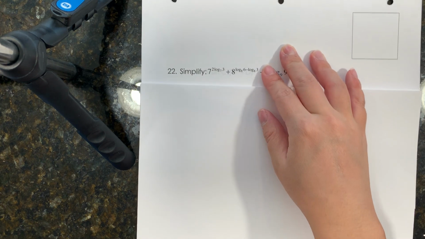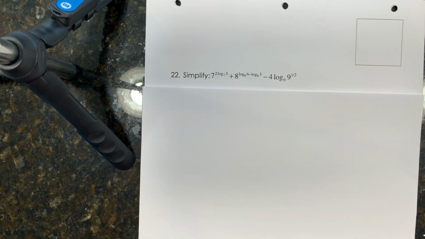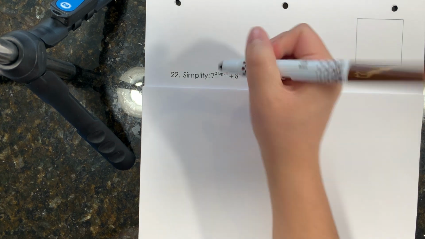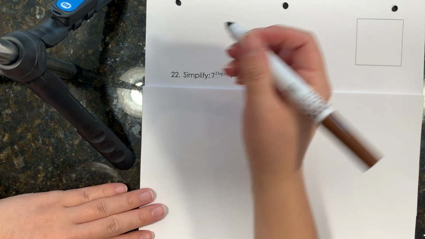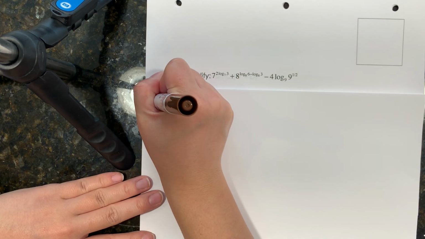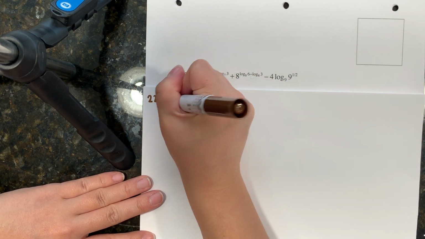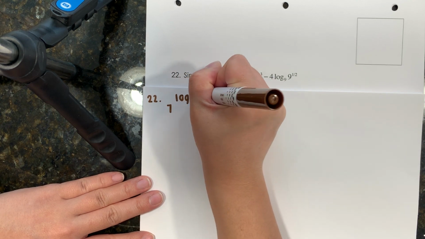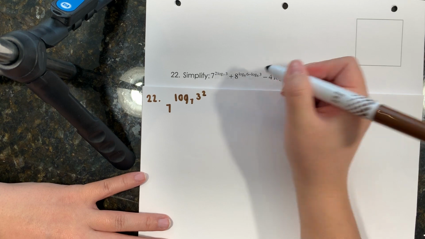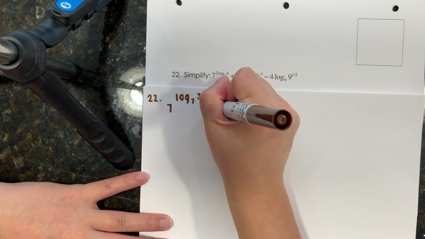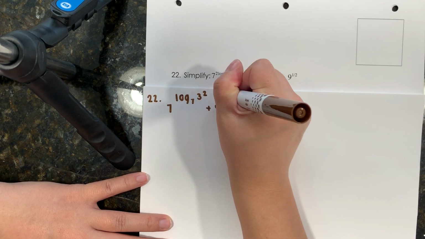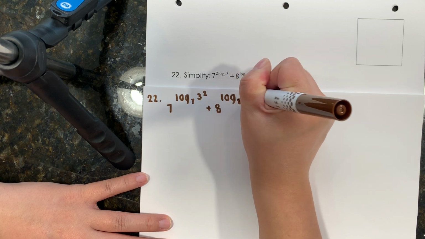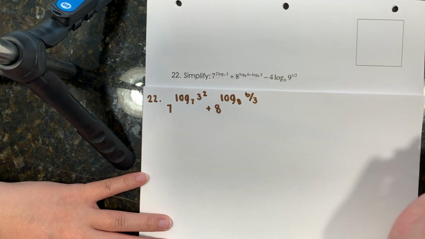Now looking at number 22. For number 22, the rules still apply when they're in the exponent. If you can see, there's a small 2 on the outside of the log, even though it's in the exponent, it's still going to go to the exponent of the 3. So that would be 7 to the log 7 of 3 squared. There's a minus sign between your logarithms. It's still going to mean you divide those variables. So that would be log 8 of 6 divided by 3.